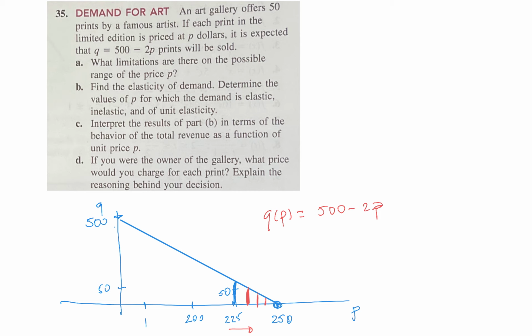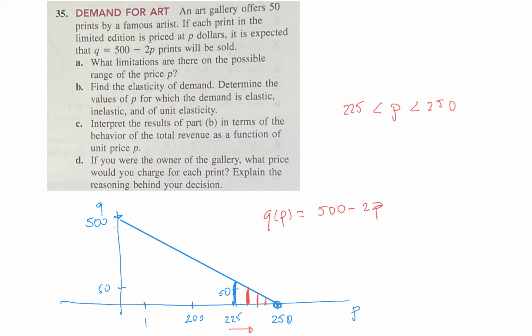Okay, so what is the limitation? So the limitation should be that the price should be between 225 and 250. Now it says find the elasticity of demand.